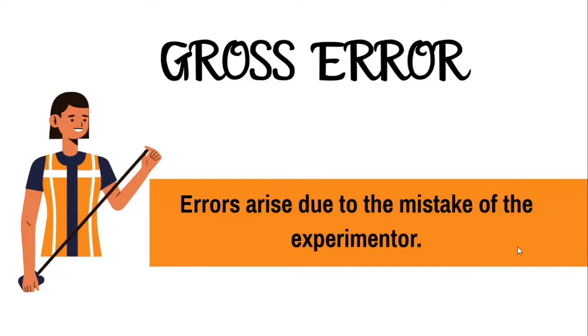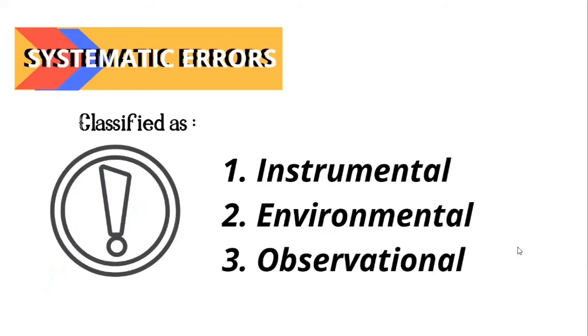We in a sense, the experimenters do, right? The next one is systematic error. Systematic error is something related to the system. So here we have classified the systematic errors into three types. One is instrumental, then environmental, and observation, right?